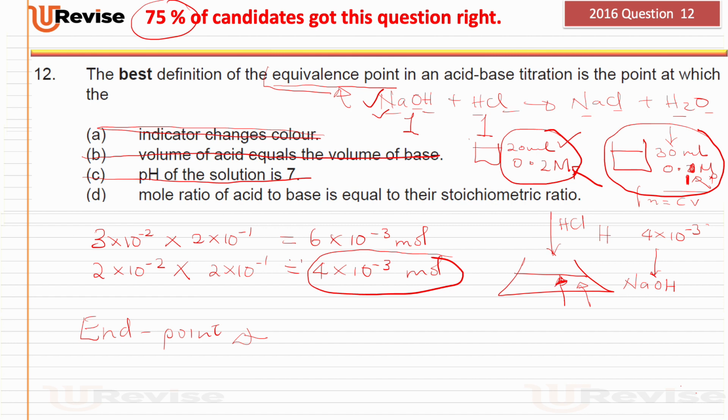D, mole ratio of acid to base is equal to their stoichiometric ratio. That's correct. So the molar ratio must match the stoichiometric ratio. If it was 1 to 2, you need to match that 1 to 2 stoichiometric ratio to reach equivalence point, which means D is our correct answer.